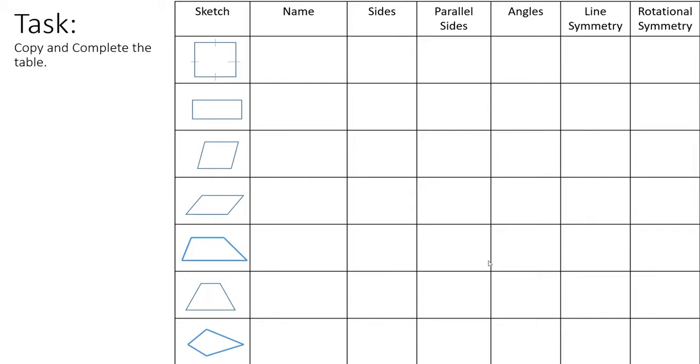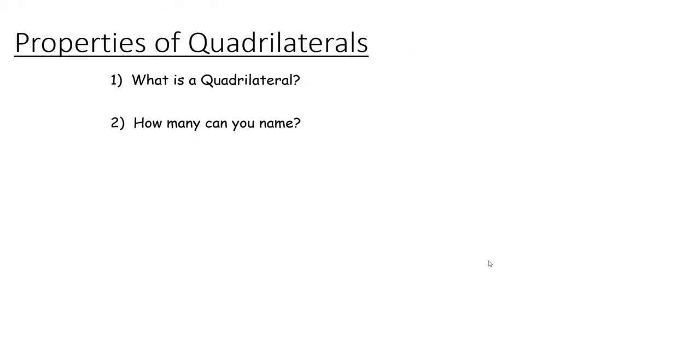Okay, so let's start with talking about properties of our quadrilaterals. So what is a quadrilateral? A quadrilateral comes from quad, four, so it's a four-sided shape, a shape with four straight sides. It cannot have curves or bumps, it has to have four straight sides. They obviously don't have to be equal in length, as long as they are straight and there are four sides to it, then that is considered a quadrilateral.